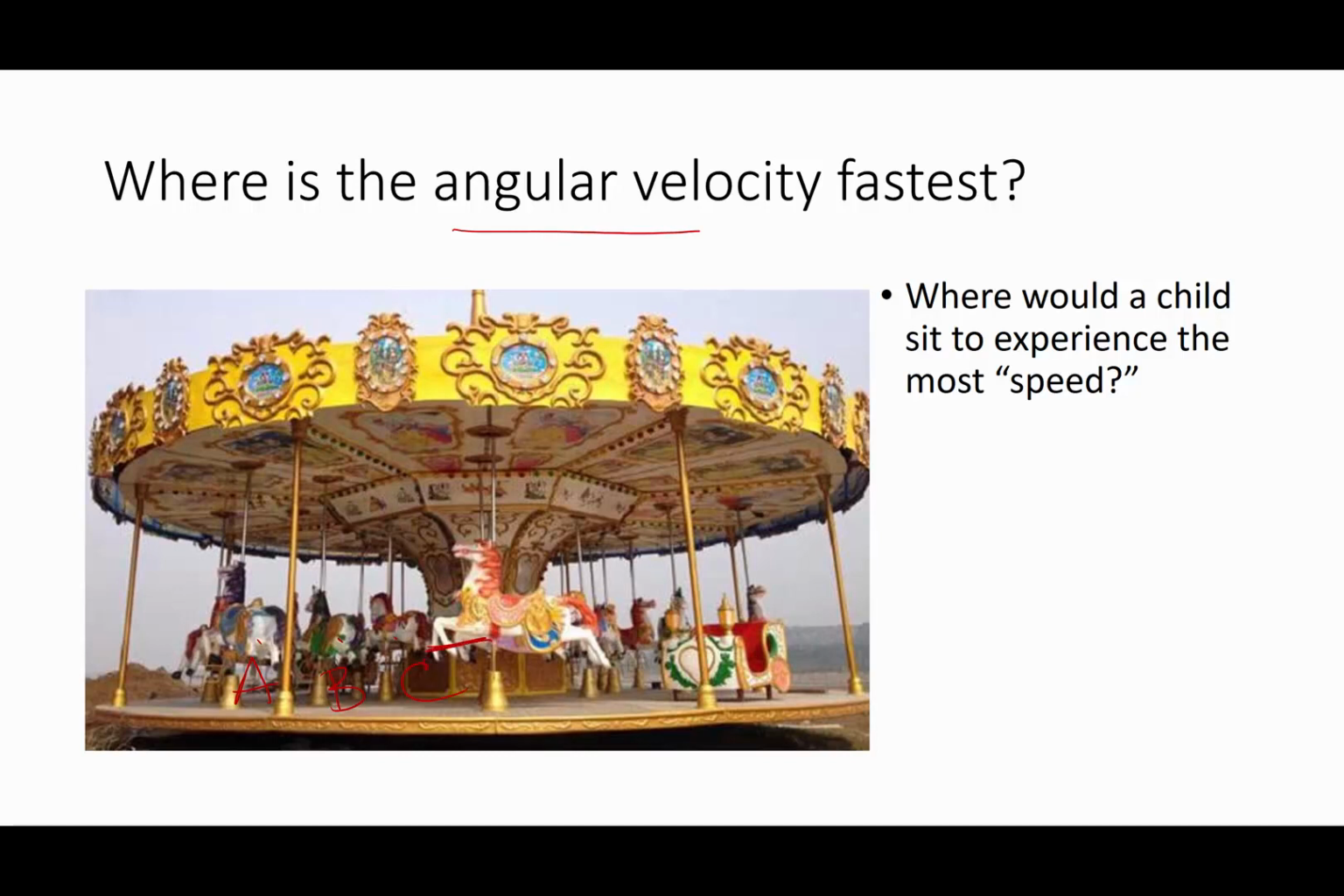Well, this one has the smaller radius, and so it's going to have a smaller tangential velocity. A little bit bigger, and put the kid on the outside horse, and he's actually going to experience more speed. The angular velocity is going to be the same, but the tangential velocity is going to be larger on the outside compared to the inside.